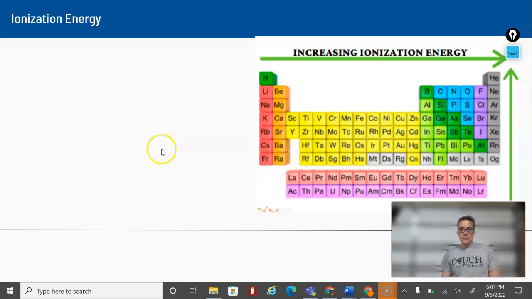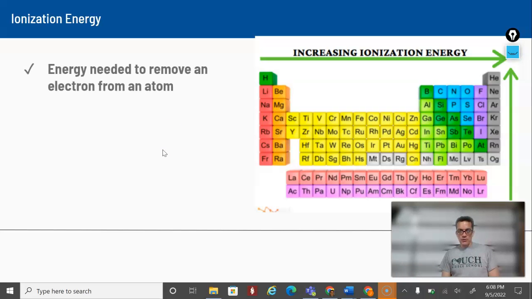Ionization energy is pretty much the same trend because it has to do with kind of the same thing. So this would kind of be the opposite. This is the energy needed to remove an electron from an atom. And again, fluorine, neon, helium, these would be the hardest ones to remove an electron off of, because they tend to do the opposite.